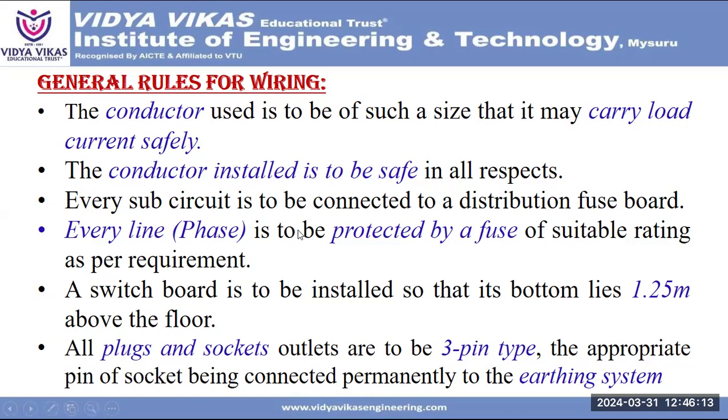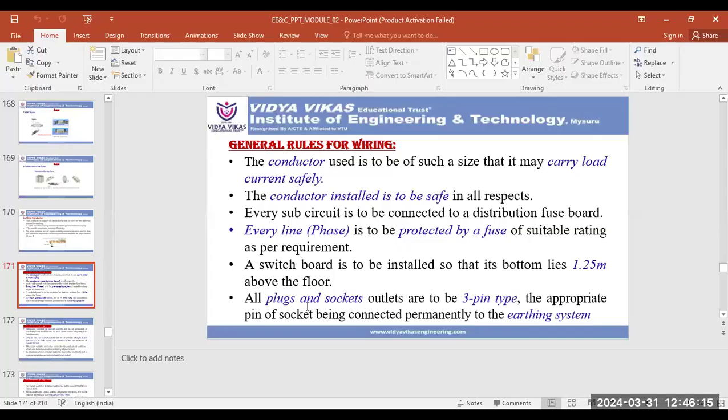Next one, all plugs and socket outlets are to be 3-pin type, the appropriate pin of the socket being connected permanently to the earthing system.